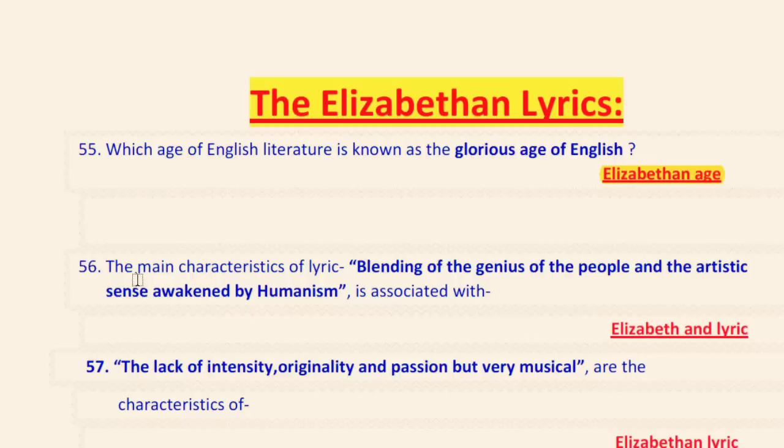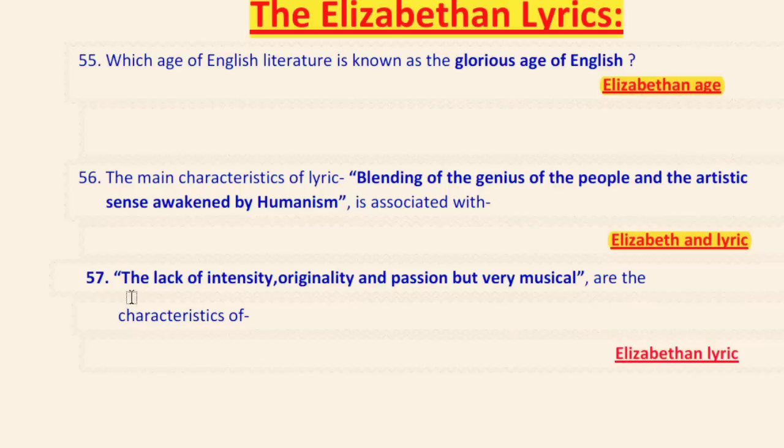Question number 56. The main characteristic of lyric, blending of the genius of the people and the artistic sense awakened by humanism, is associated with, the answer is Elizabethan lyric. Question number 57. The lack of intensity, originality, and passion, but very musical, are the characteristics of, the answer is Elizabethan lyric.